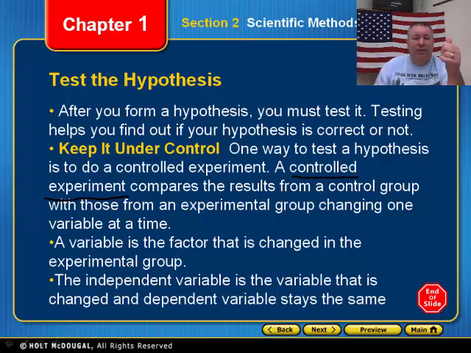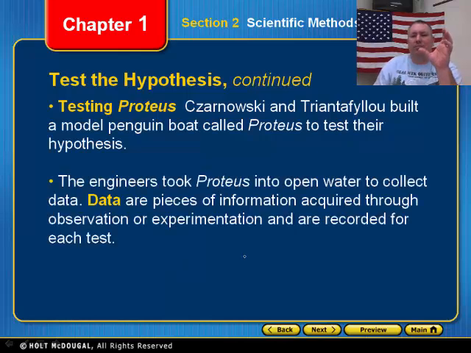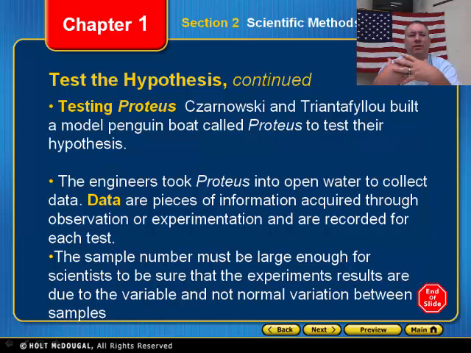The independent variable is the variable that's changed. The dependent variable is the one that stays the same. So you have to have that in your testing. So they created this Proteus, which is a flapper boat. After they create it, they have to test it. Once they test it, they gather all the data. They carefully record all their data to make sure that they have the right information they need for their experiment.